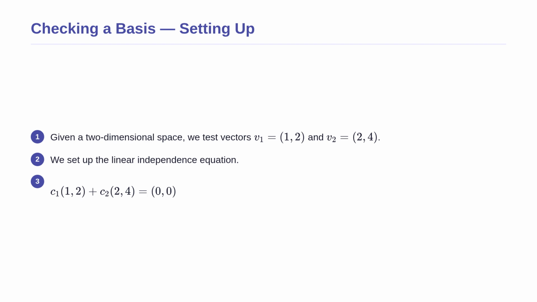To do this, we set up our independence equation. We multiply our first vector by an unknown scalar c1, multiply our second vector by an unknown scalar c2, and set their sum equal to the zero vector. Our goal now is to find out what specific values of these scalars make this mathematical statement true.